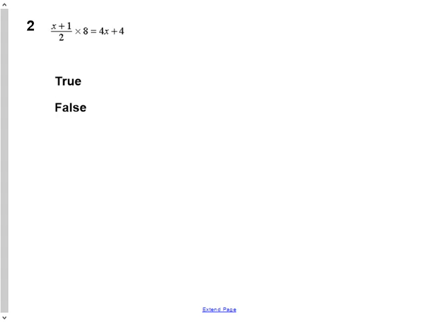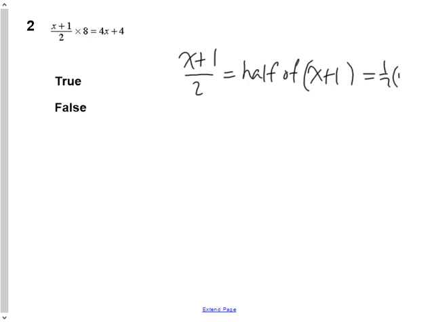In question 2, x plus 1 over 2 is really the same thing as half of x plus 1. All of these three things are the same thing. So if I multiply half of x plus 1 by 8, what this question is checking for is, do you know how to multiply it?